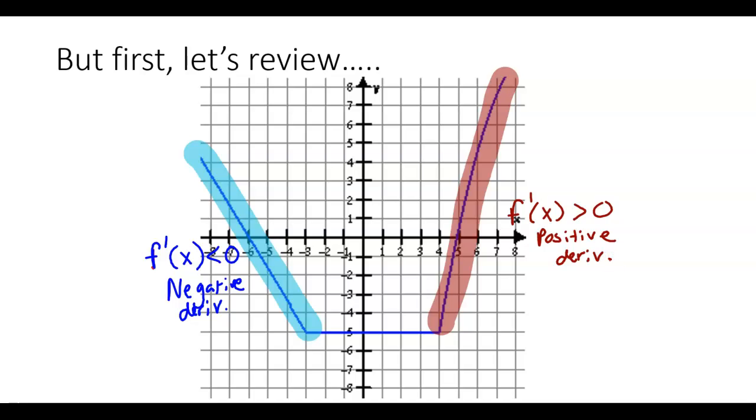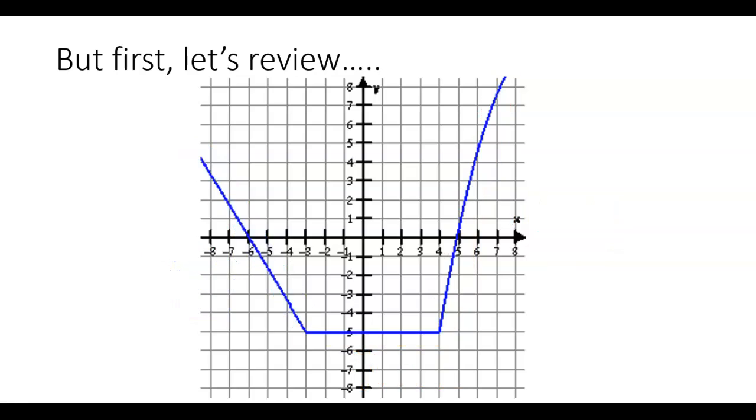Okay, and then we have here in the middle area a flat line, and those areas have flat slopes, which have 0 slopes. So that means that the derivative is 0 on this interval. Okay, so just kind of keep those things in mind. That will come in handy for what we're going to discuss in just a moment.